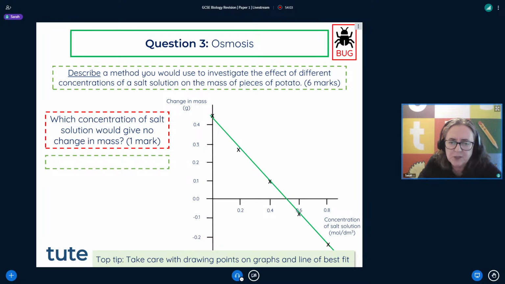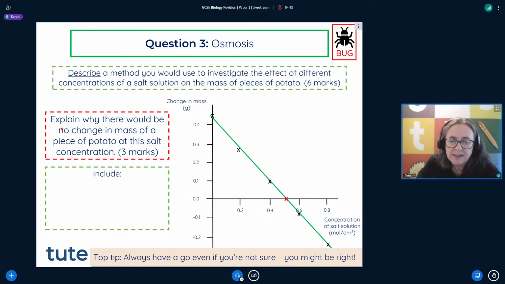So which concentration of salt solution would give no change of mass? This is an interesting question, because the concentration of salt which would give no change in mass is not one of the measurements that you actually have in the table, because where you get no change in mass is where the line goes through 0, and this is it here. So basically, you have to identify from the graph what the concentration would be that would result in no change of mass. Okay, so that's what this is showing here. And that value is 0.52.